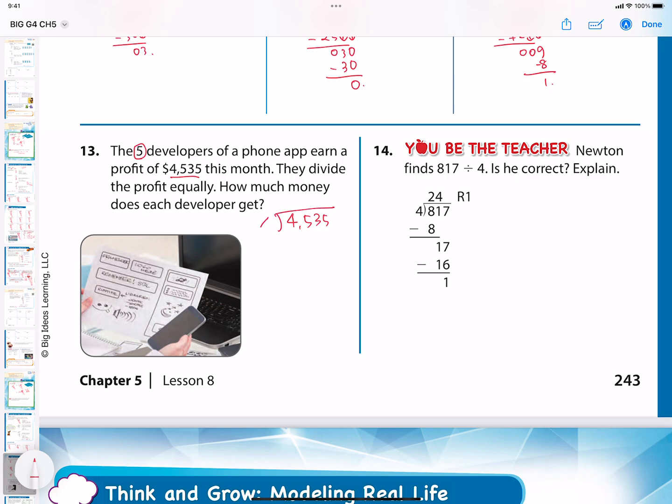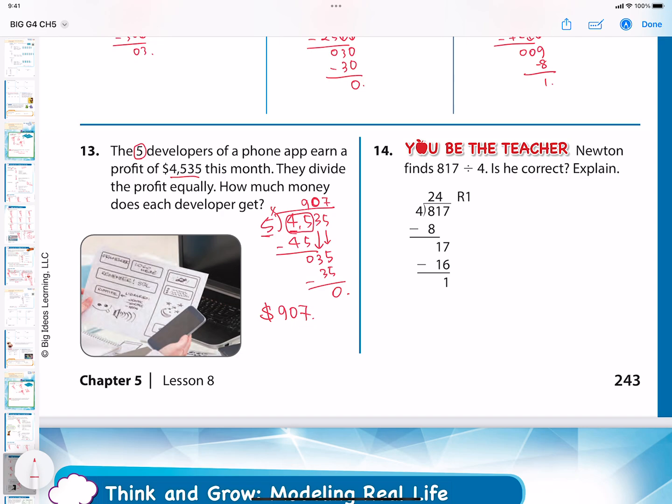4,535 divided by 5. Okay, compare this first digit. Since 4 is less than 5, you need to work with this 45 together, right? So now 5 times what? 9 is 45. Take away nothing. Now you need to bring this 3 down. Oh, this is still smaller than 5. That means what? You can't do anything. So put 0, nothing. I did nothing, right? And then bring the next digit down. And then 5 times 7 is 35. Nothing left over. Okay, so each developer made what? $907.